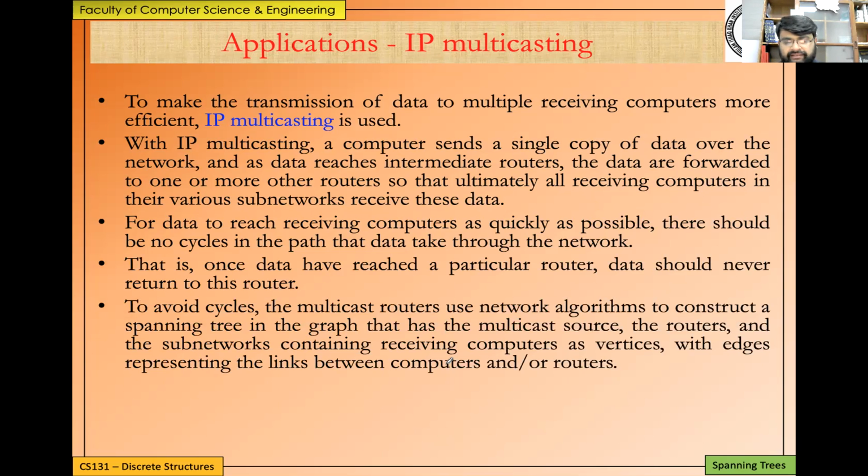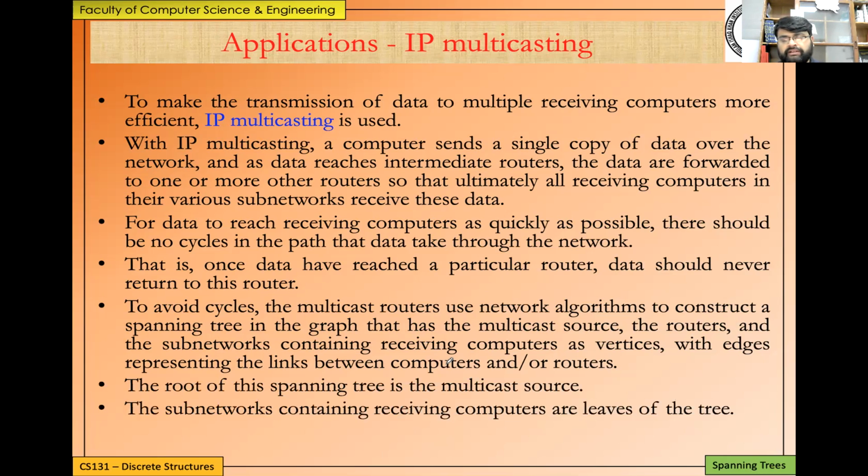So to avoid cycles, the multicast routers use network algorithms to construct a spanning tree in the graph. Whatever connections they have, they usually construct a spanning tree that has a multicast source, the routers, and the subnetworks containing receiving computers as vertices, with edges representing the links between computers and or routers. So it's basically a graph again. The root of this spanning tree is the multicast source, the source which generates this particular data. All the subnetworks that contain the receiving computers are leaves of the tree.